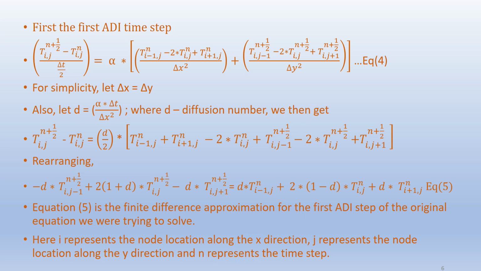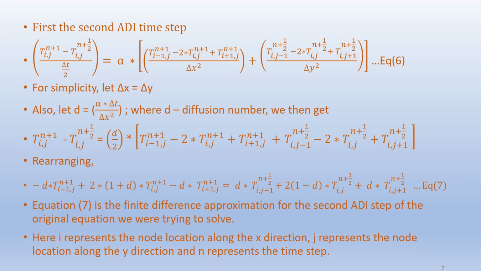In general, equation 5 is the finite difference approximation for the first ADI step of the original equation we were trying to solve. Here i represents the node location along the x direction, j represents the node location along the y direction, and n represents the time step.